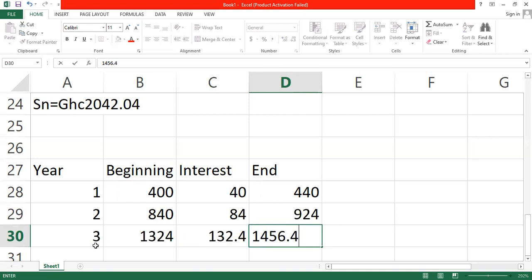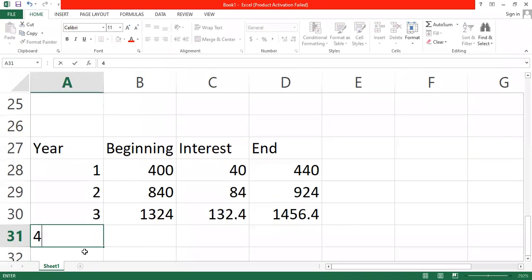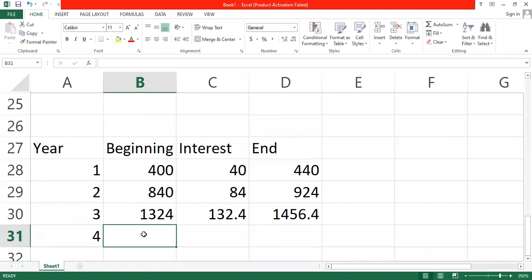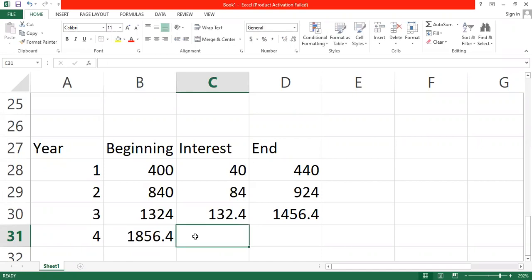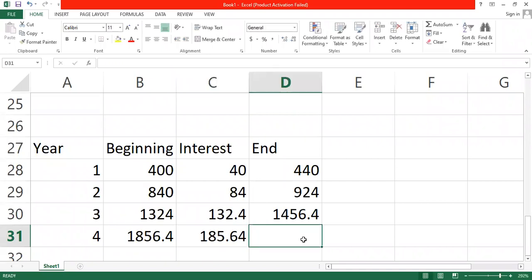1456.4. What will be the opening balance at the beginning of year four? It will be the closing balance from year three plus the additional transfer, isn't it? 1856.4. So what will be the interest? 185.64. So what will be the amount at the end of the year?